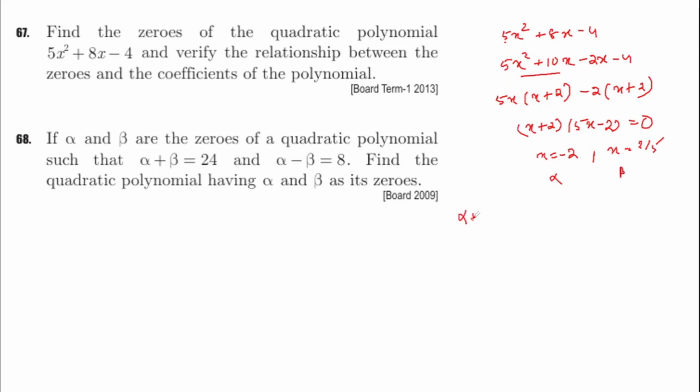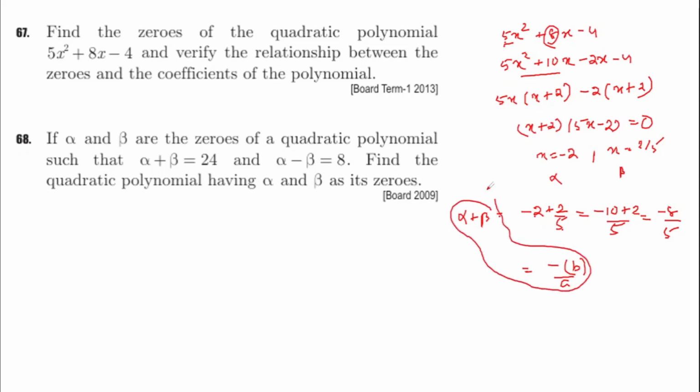So alpha plus beta will be equal to minus 2 plus 2 by 5, and that will be minus 10 plus 2 by 5, which is equal to minus 8 by 5, right? Now if we arrange it, you can see that this 8 is nothing but b, and this 5 is nothing but a, so you can write it like this. So from this you can see that alpha plus beta is equal to minus b by a.